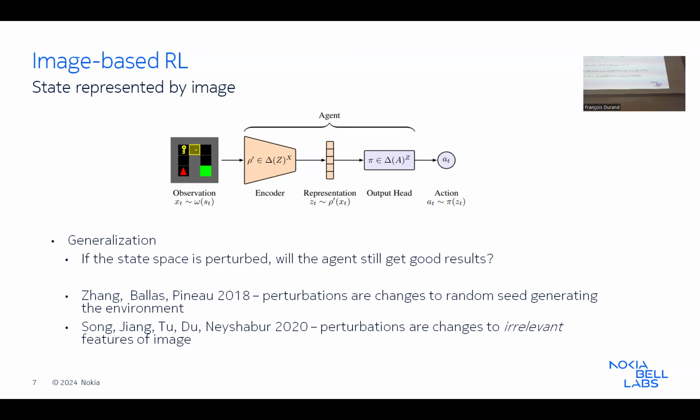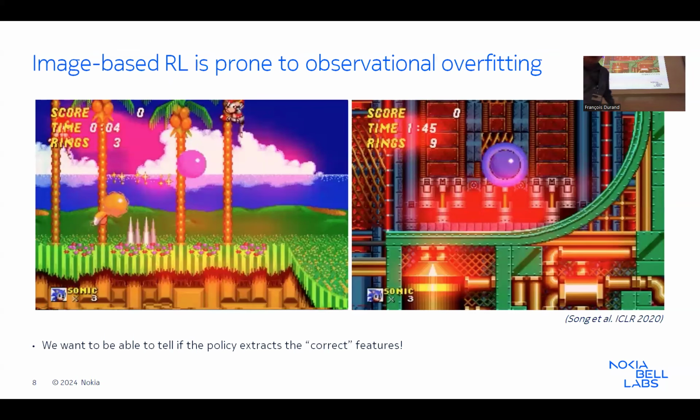That was one notion of generalization. Song et al. looked at a different notion. They were saying that typically when you have a state, you have information that's relevant, that says where the obstacles are in a robot environment. Then you have irrelevant information, like the color of the obstacles. Their notion of perturbation was, what happens if you change the irrelevant information? Do you actually still get decent performance? And they had a very nice example of that.